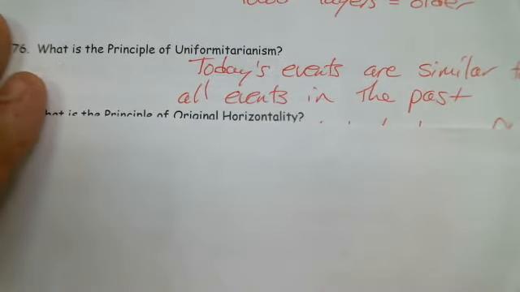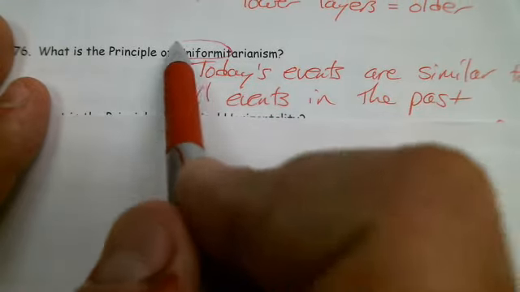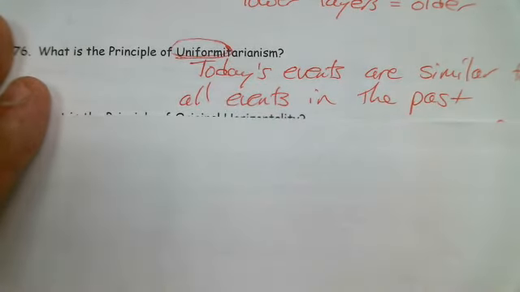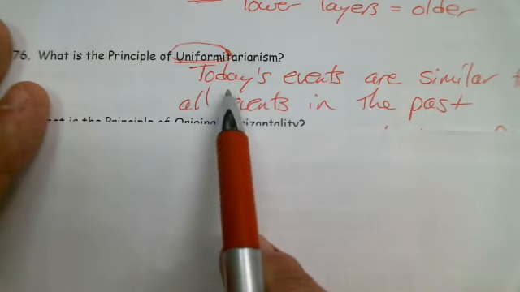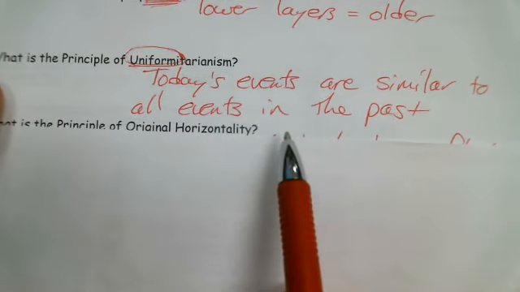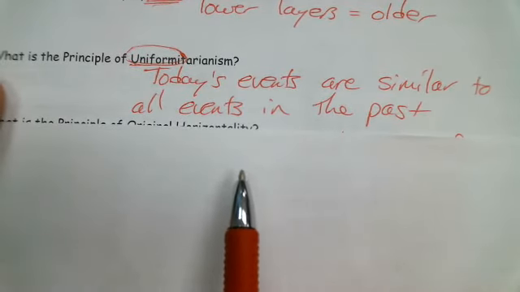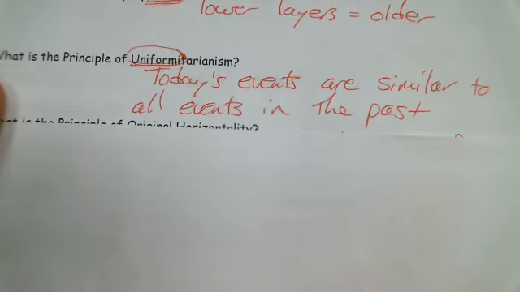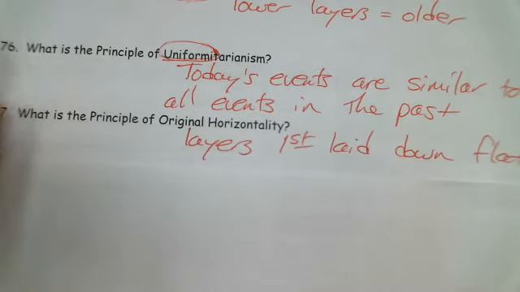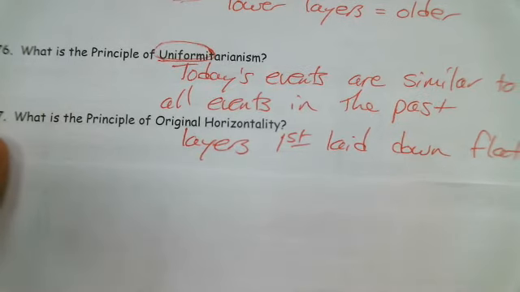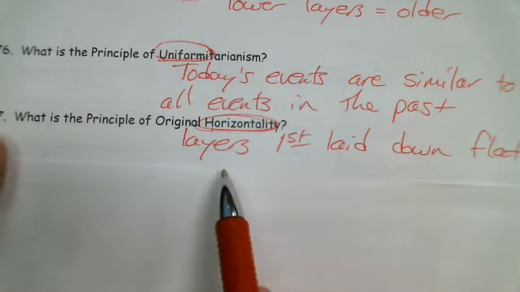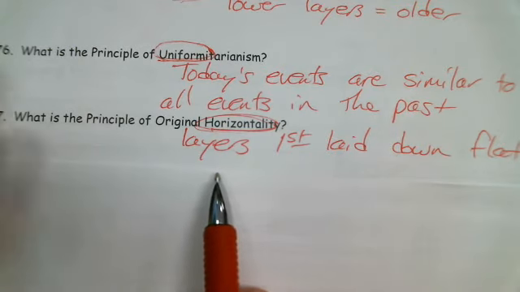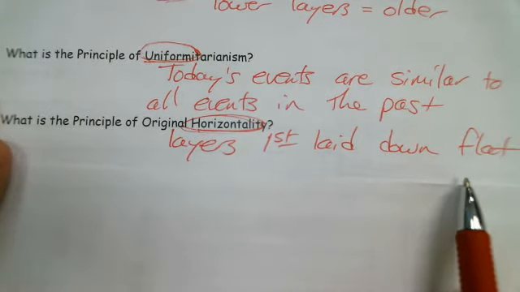The principle of uniformitarianism, we can look at this term here, uniform. That means everything's the same. So the principle of uniformitarianism means that today's events are pretty much the same as all the events in the past. So we can figure out what happened in the past by looking at similar processes happening today. The principle of original horizontality, again, looking at the term horizontal, that means that we assume that the layers of rock were first laid down relatively flat.